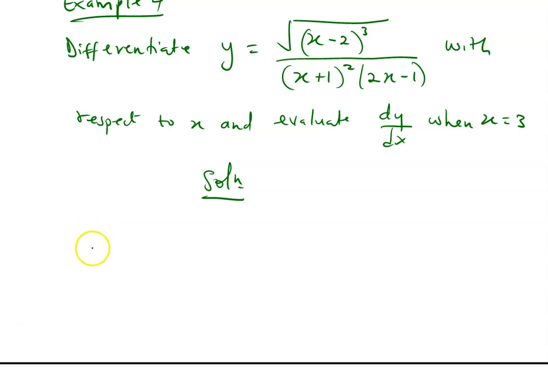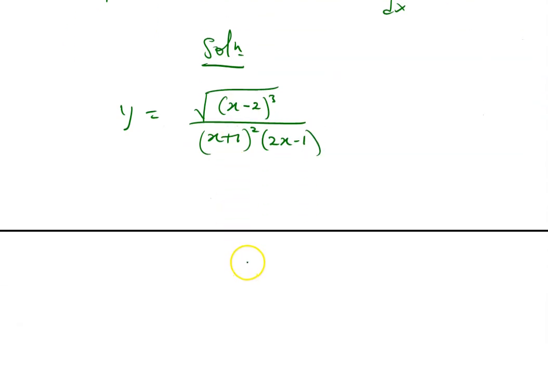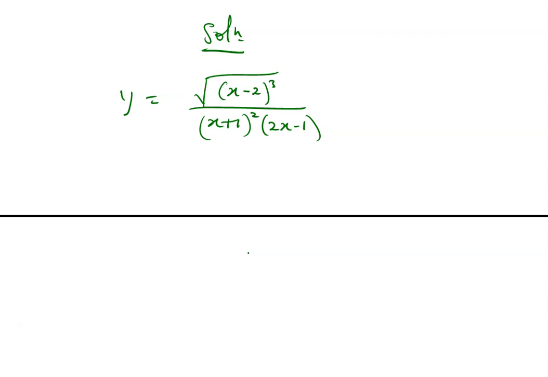We know that y equals root of (x minus 2) cubed, all over (x plus 1) squared times (2x minus 1). So at this point, we can simplify this even before we continue.